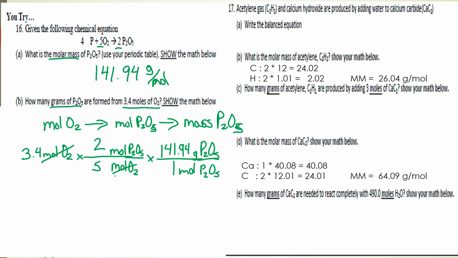What should my answer be? 190. My given's only 2 sig figs. My answer can only be 2 sig figs. I got 193 in the calculator. I have to maintain the value. Yes? Not 19 times 10 to the 1, because that's not correct format for scientific notation. 1.9 times 10 to the 2. Oh, yeah, you're right.